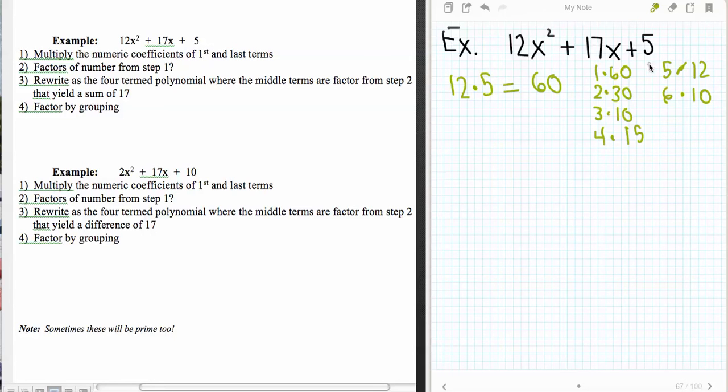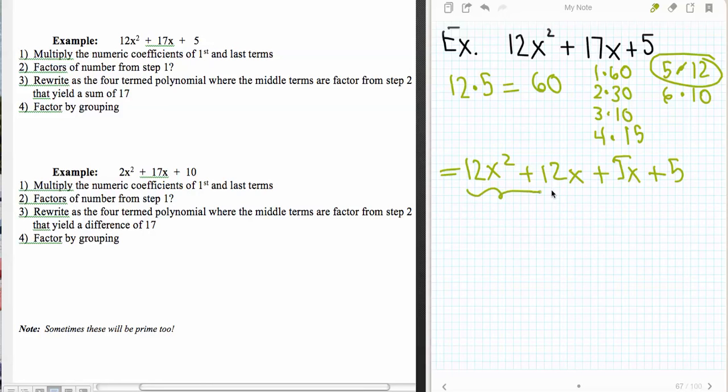So now we're looking for those that give a sum of 17. So 12 and 5, those are going to sum to 17. So we're going to rewrite this as 12x squared plus 12x plus 5x, and then plus 5. And then we have to factor by grouping.